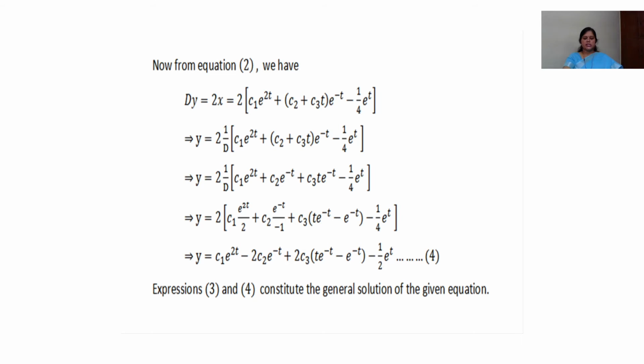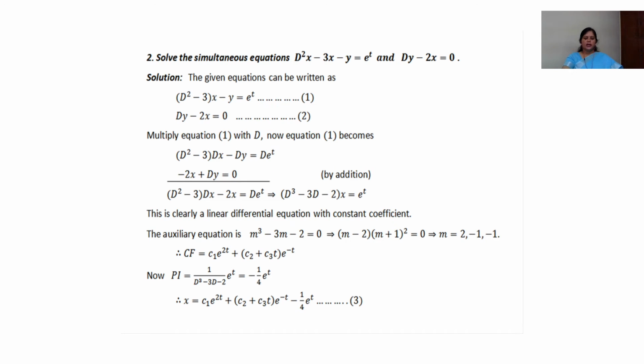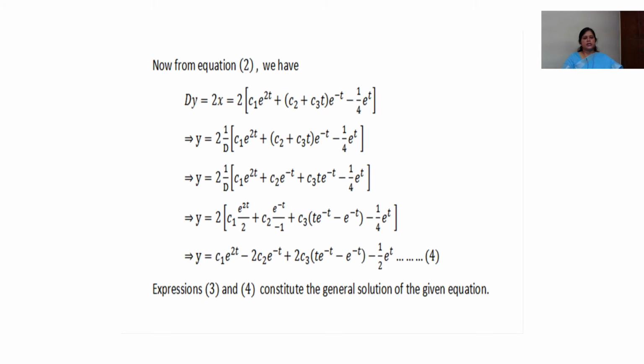So which one is easy in the given equations? Equation 1 is D squared x minus 3x minus y is equal to e to the power t. But the second equation is Dy minus 2x is equal to 0. So from the second equation we can easily find out the value of y. Dy is equal to 2x, if you take it, it is easy to simplify. That's why we are going for the second equation. So now from equation 2 we have Dy is equal to 2 into x. We know the x value, so substitute that.